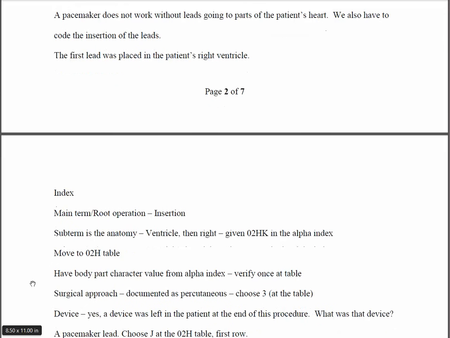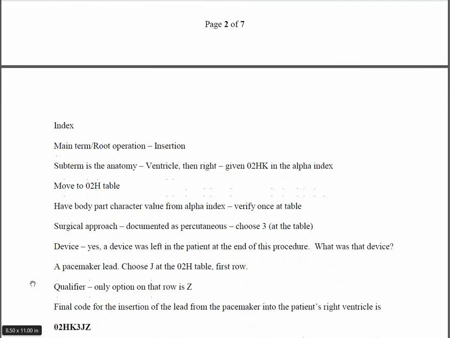We move again to the 02H table. We verify our body part value. It still is K. Then we move to our surgical approach. The surgical approach per the clinical documentation was percutaneous. We choose 3 because that reflects percutaneous at that table.